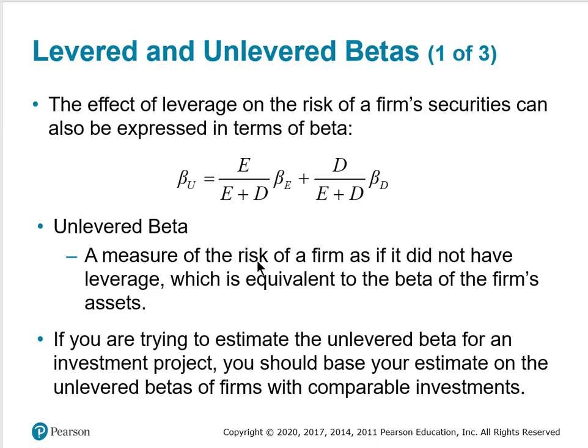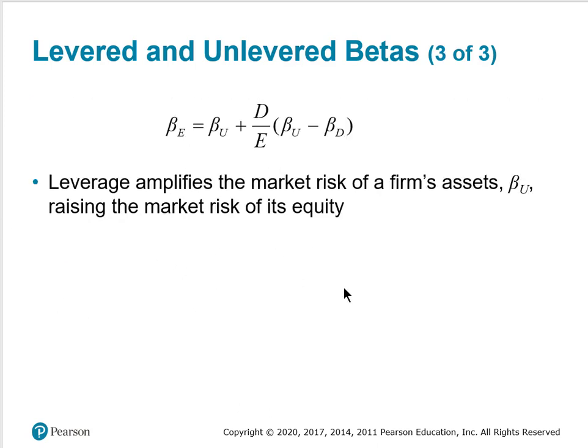So if you're trying to estimate the unlevered beta of a project, what would the beta be if there was no debt? You need to look at some comparable kinds of investments. Leverage amplifies the market risk of the firm's assets. Here's debt, and beta sub u is the unlevered beta. So the actual equity beta is leveraged up. There's a market premium now for the company, dependent on what proportion of debt they have.